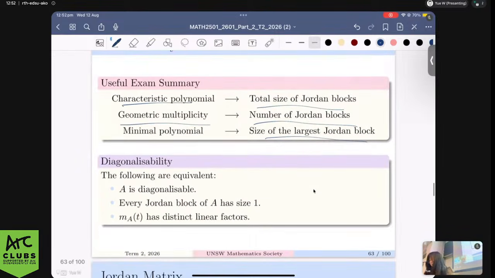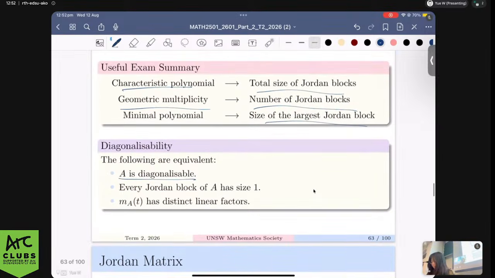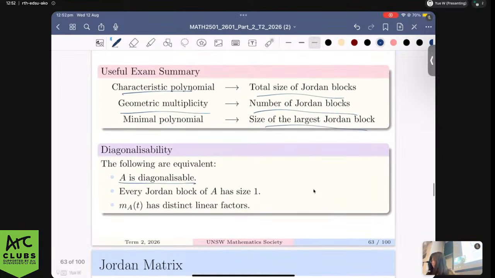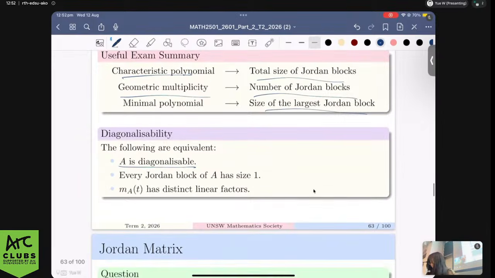And then now moving on to diagonalizability, we say that these three conditions are equivalent. So if A is diagonalizable, then obviously each Jordan block of A has size 1, right? Because it's just diagonal entries of the eigenvalues. And then we also say that a minimal polynomial also has distinct linear factors. But yeah, pretty straightforward.